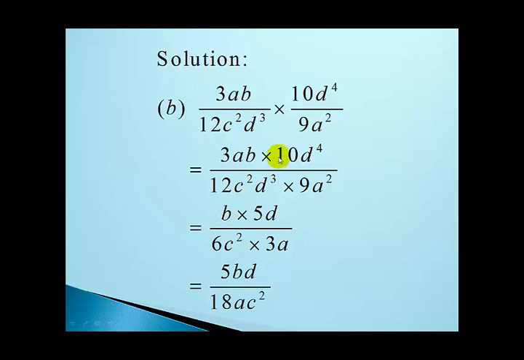Now 2 goes into 10 5 times. And 2 goes into 12 6 times. D cube goes into d exponent 4, and we are left with d. That's how come we have 5d. So this is equal to b times 5d divided by 6c squared times 3a. And b times 5d is equal to 5bd. And 6c squared times 3a will be equal to 18ac squared. So this is equal to 5bd divided by 18ac squared.